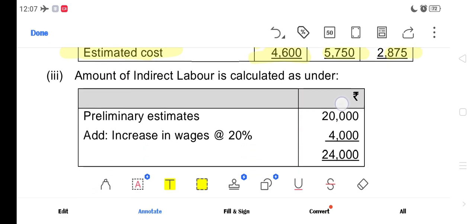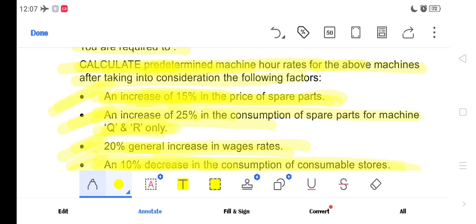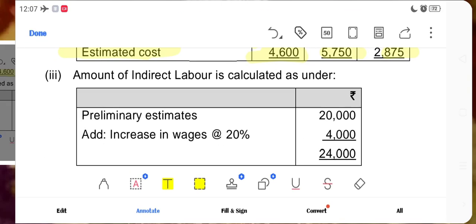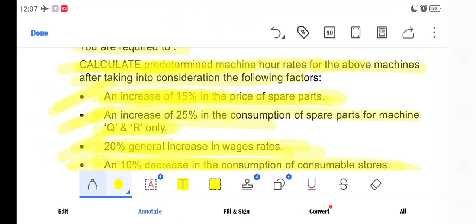Okay, now indirect labor. So he has told that there is a 20% general increase in wage rates. So what they haven't taken, like all the three machines they haven't taken.